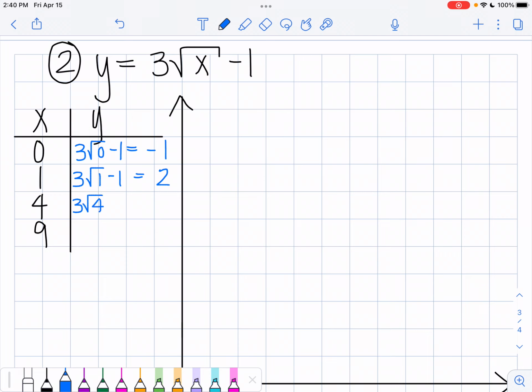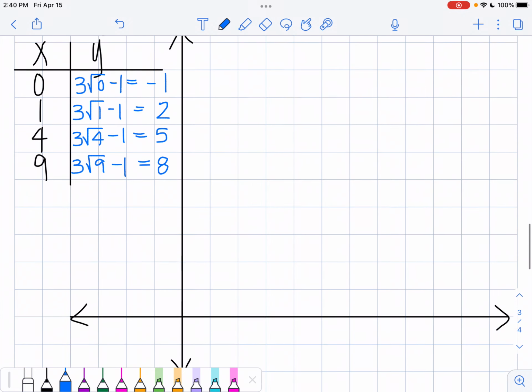Now you might say, well, how come you picked 0, 1, 4, and 9 again? Those are my perfect squares that are easy for me to take the square root of. So those are the numbers I'm going to choose for plugging in values because it's the easiest thing I can do and I don't get nasty decimals when I'm graphing. Okay, so the square root of 4 is 2. 3 times 2 is 6. 6 minus 1 is 5. And then last but not least, 3 times the square root of 9 minus 1. The square root of 9 is 3. 3 times 3 is 9. And 9 minus 1 is 8.